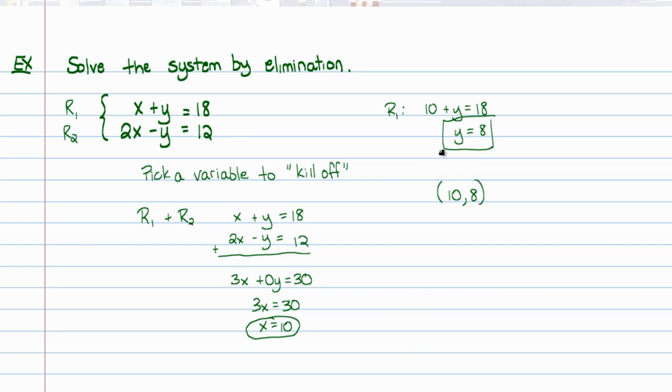Now before I walk away from this example, I just want to let you know that I didn't have to kill off y. I could have killed off x here. But it seemed to me, since these y's were already opposite each other, at least their coefficients, it was much easier to kill off that y variable. Had you chosen to kill off x, you could have. And let's go ahead and show how that's done.